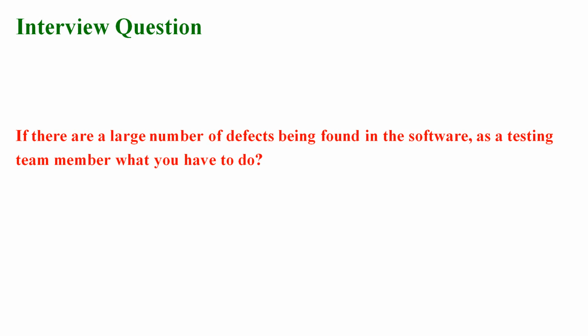If the build is unstable, what do we mean by unstable? If you are finding more and more defects and at the same time the major functionalities are not working properly, then it is called unstable. If the build is unstable, your manager will take a decision to stop the testing and send that build back to the development team. This is the answer that you have to give in the interview.